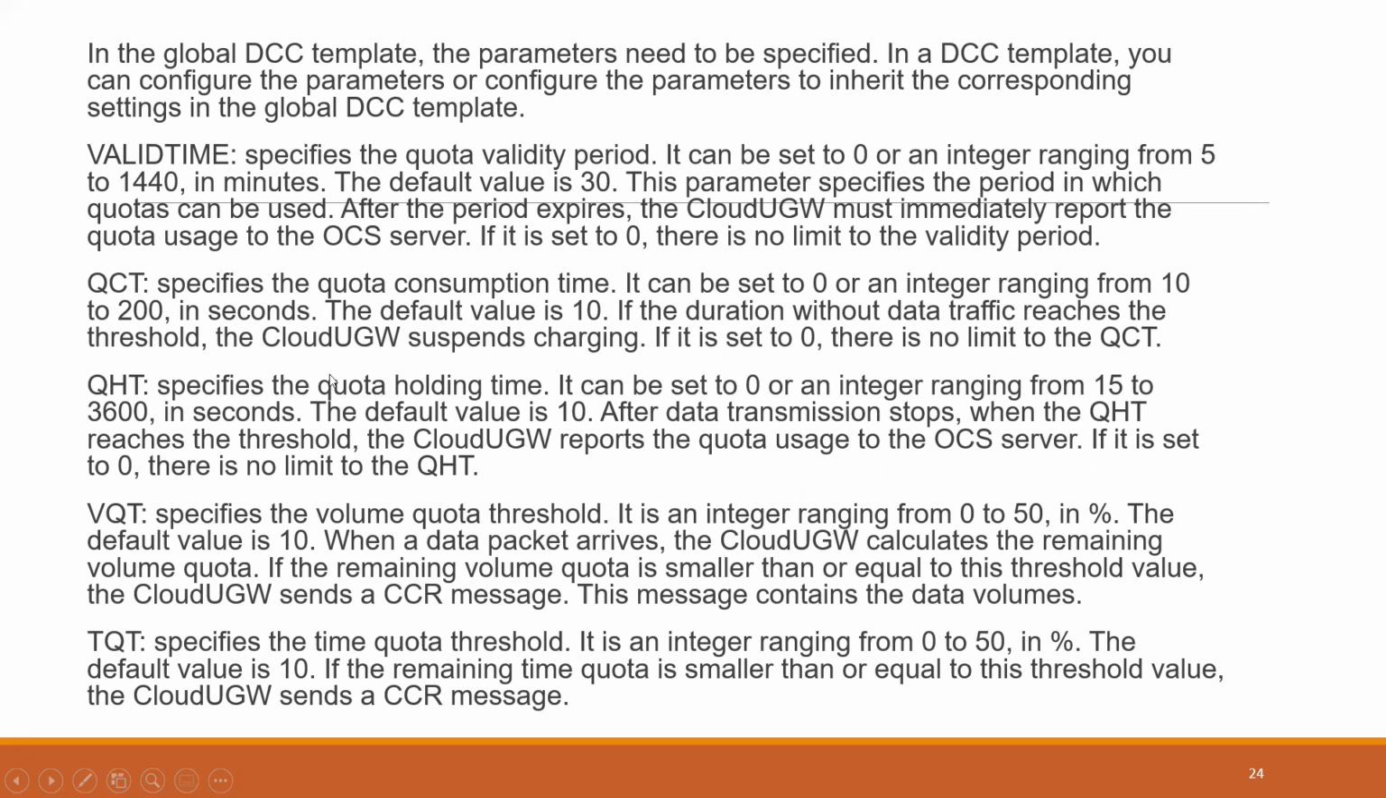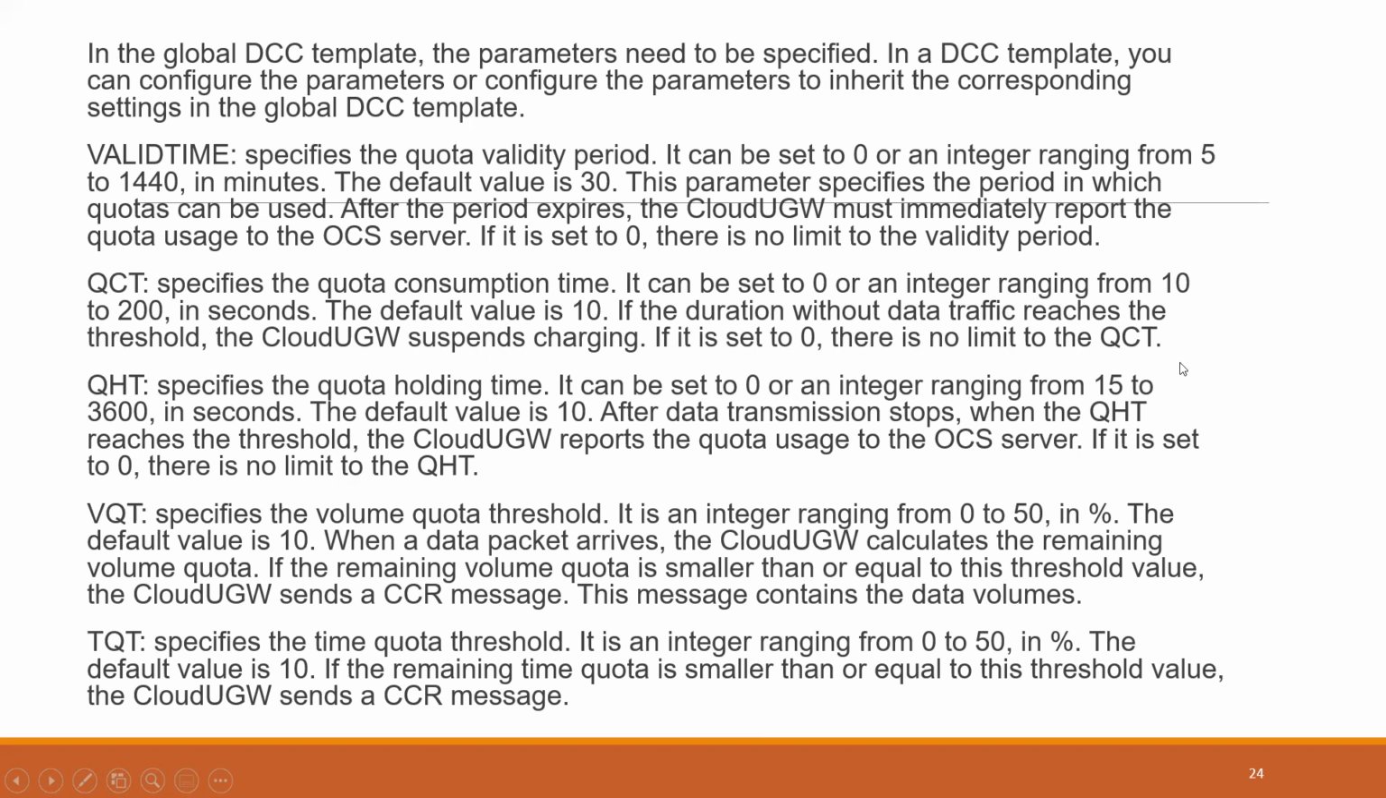QHT is the quota holding time, again defined in seconds. Its significance is that after the data transmission stops, when the QHT reaches the threshold, the user has to report the quota used to the OCS server. For example, you are assigned a quota, and with that quota you have a QHT, which is the time of the quota holding. For example, you are assigned 125 MB, and your QHT is, let's say, 10 seconds.